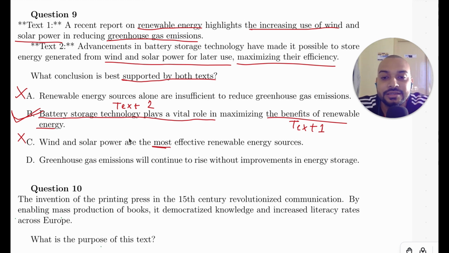Greenhouse gas emissions will continue to rise without improvements in energy storage. This idea has not been propagated in the texts, that the emissions will continue to rise without improvement in energy storage. Rather, they've presented the opposite thing, that if improvements in energy storage are there, there would be better use of renewable energy, and in turn the greenhouse gases will reduce, but not mentioning their rise without improvements in energy storage. So this is like an extension, a forced extension of text 2. So no, we don't want anything forced. Option B is the correct one. Okay. This is the correct one.